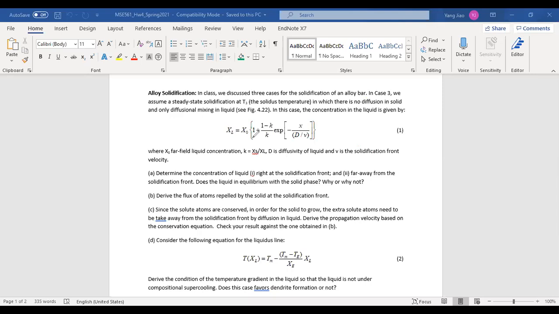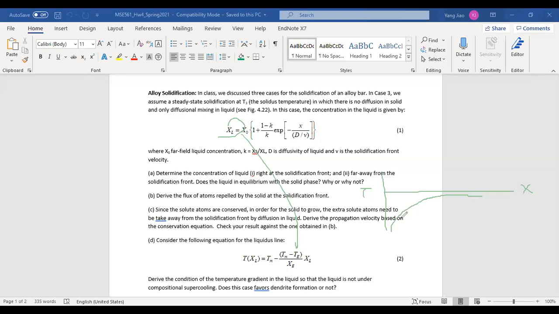Basically, this is about compositional supercooling, which we already talked about. So what is compositional supercooling? It means you map the equilibrium temperature profile, because the temperature in the liquid depends on the composition. You know how the temperature depends on the composition, and you know the composition profile, so you can directly plug this in here. So you get the equilibrium temperature profile as a function of x, right?